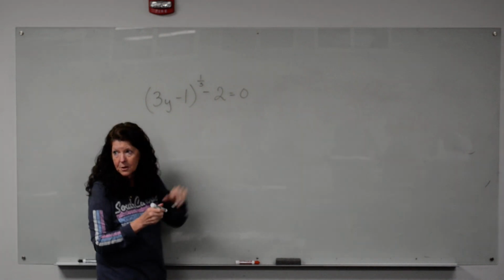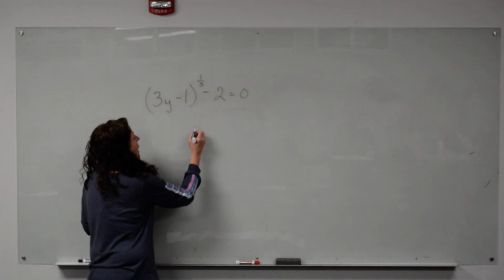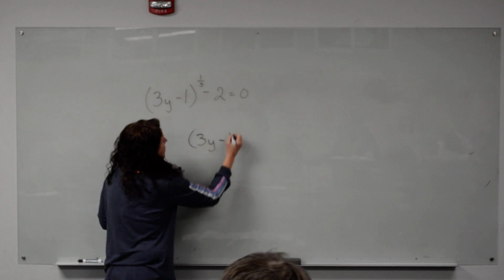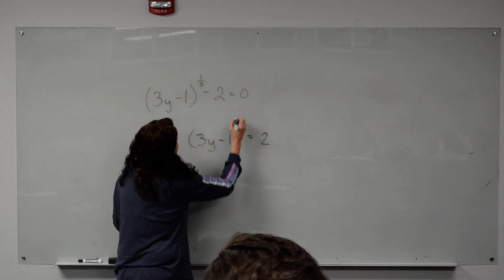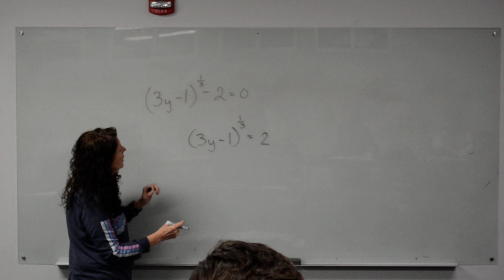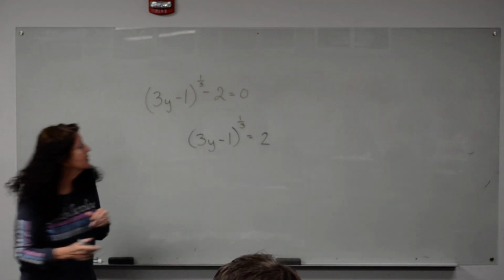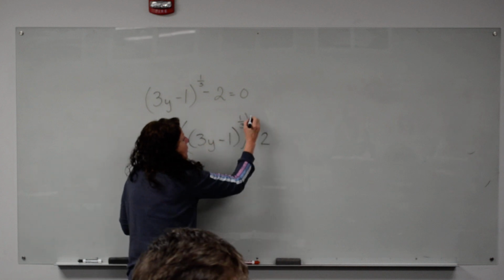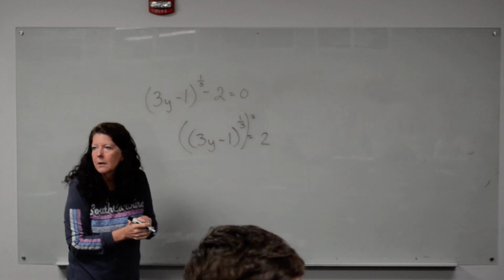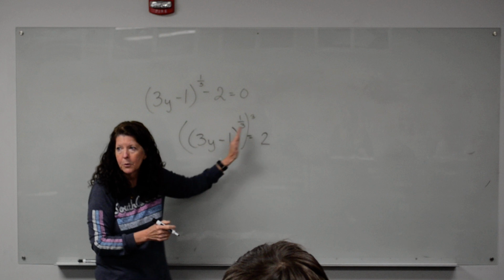Moving the two, so then zero. I have 3y minus 1 equals 2, and this is to the 1/3 power. I need to make that 3 over 3. That's the way to get rid of it. I want to raise this to the 1/3 power. This would be 1/3 times 3 or 3 over 3.